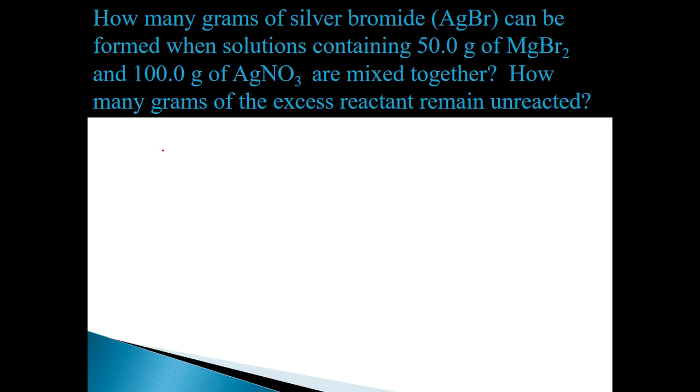So the question says, how many grams of silver bromide can be formed when solutions containing magnesium bromide and silver nitrate are mixed together? So you have to identify the reactants. In this case, the reactants would be silver nitrate and magnesium bromide. All right. And the question says that one of the products is silver bromide.